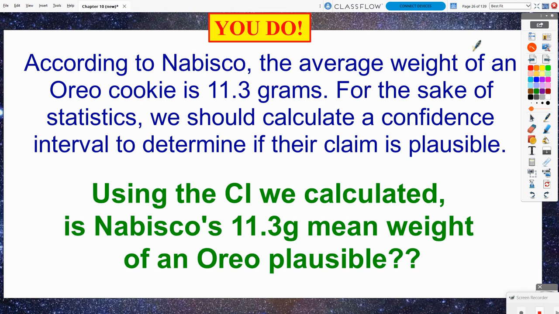And number 3, according to Nabisco, the average weight of an Oreo cookie is 11.3 grams. Now, using the confidence interval that we just calculated earlier, is Nabisco's 11.3 gram mean weight of an Oreo plausible? Is it a plausible value? And you might think about how that ties into hypothesis testing, which we'll get back into next chapter. So think of this as their claim. This is like the null hypothesis. So should we reject or fail to reject this 11.3 gram claim using the confidence interval? We'll talk about those the next day in class.